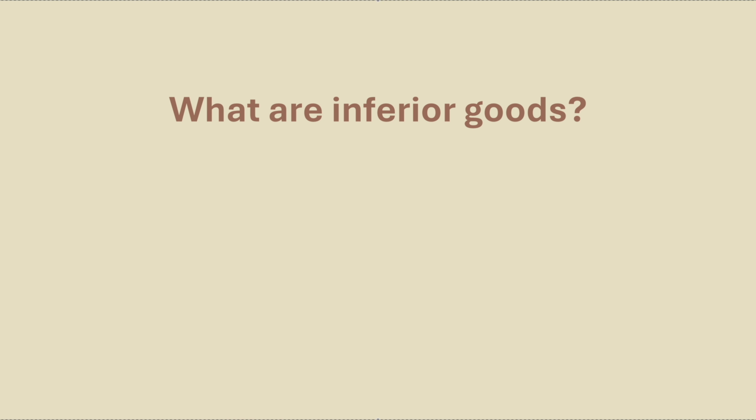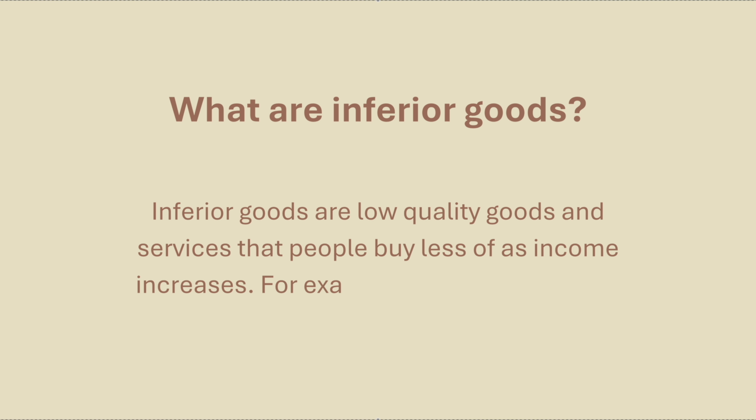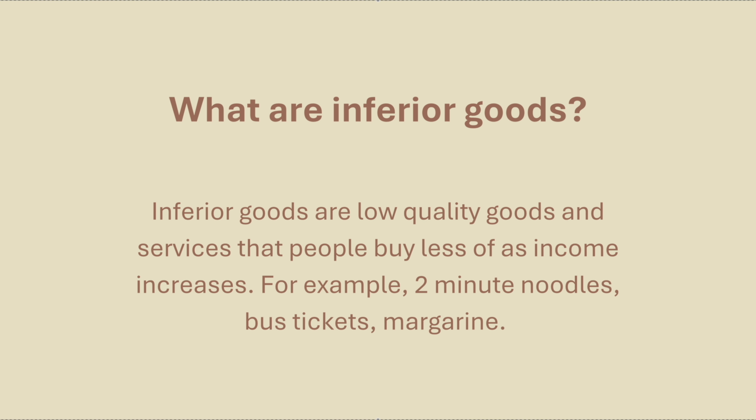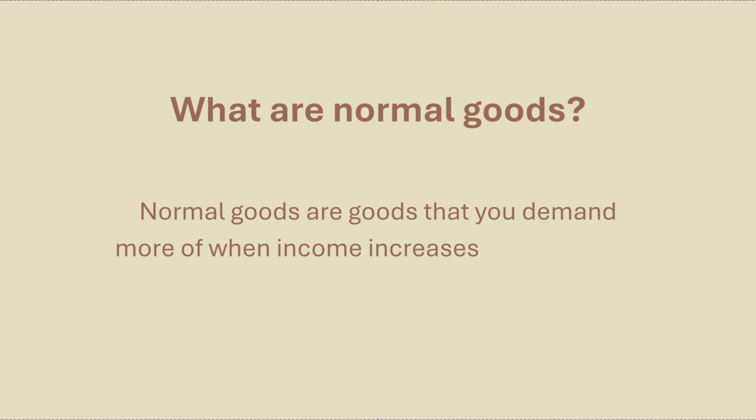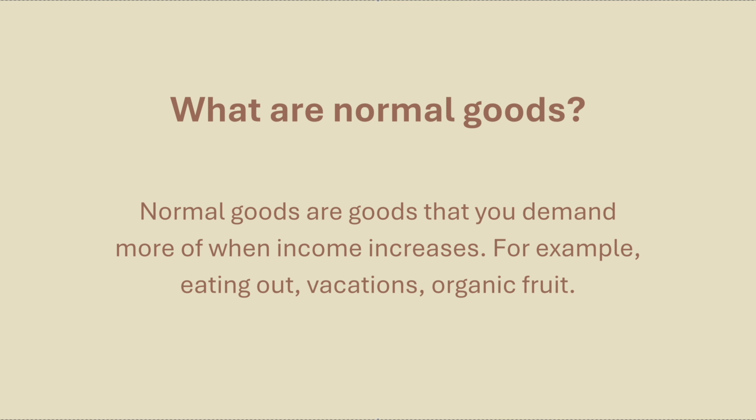What are inferior goods? Inferior goods are low-quality goods and services that people buy less of as income increases. For example, 2-minute noodles or bus tickets or margarine. What are normal goods? Normal goods are goods that you demand more of when income increases. For example, eating out or vacations or organic fruit.